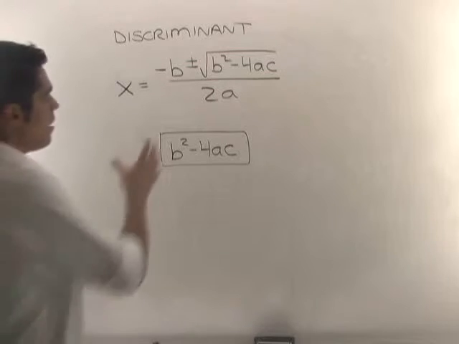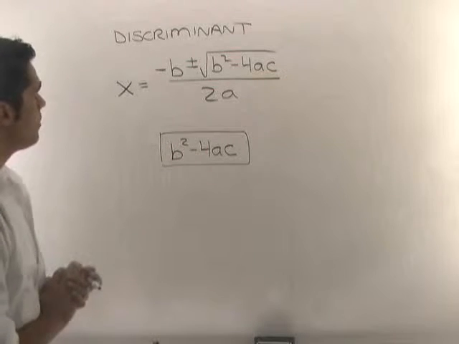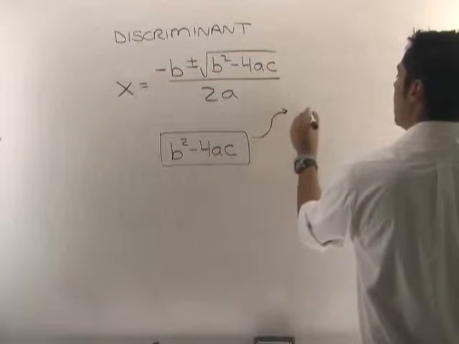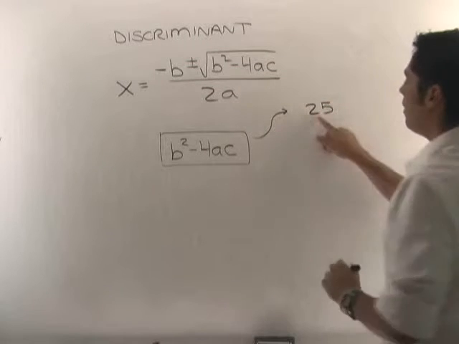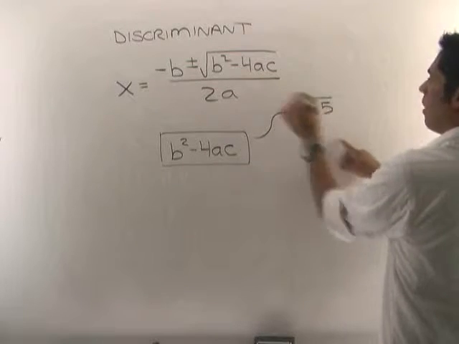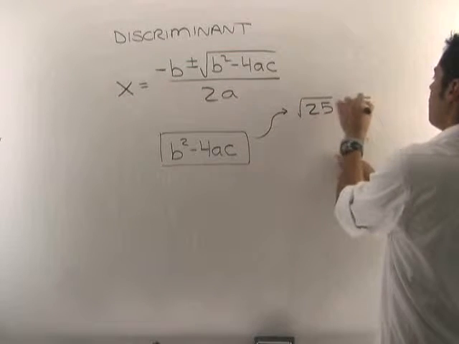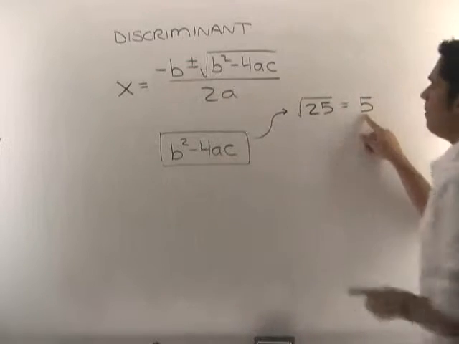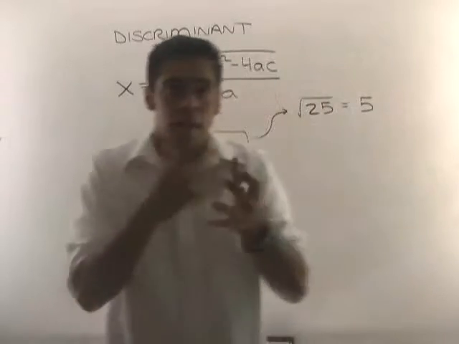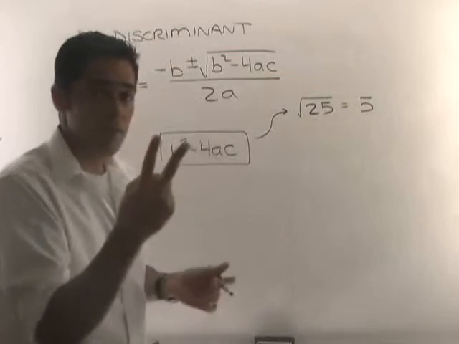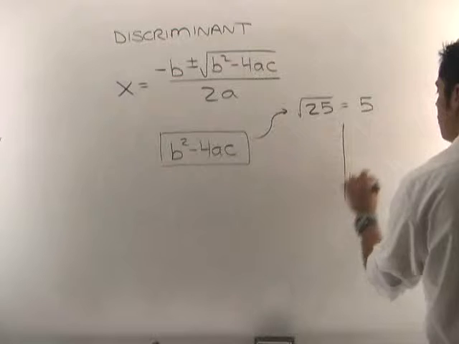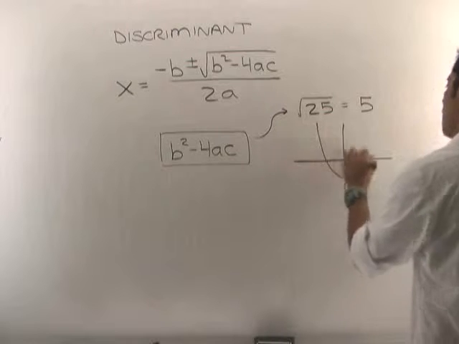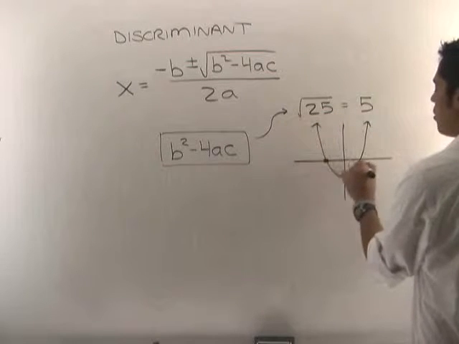Now, what does that tell us about the answers? Well, let's think about it. Let's say that the number under here, the discriminant, turned out to be something like 25. Then if you took the square root of 25, you would have 5. So basically what you would have is some number plus or minus 5. That means there's two answers. The two answers that you get are representative of the two x-intercepts of your quadratic. That means that if you graph the actual quadratic function, there's going to be two answers.